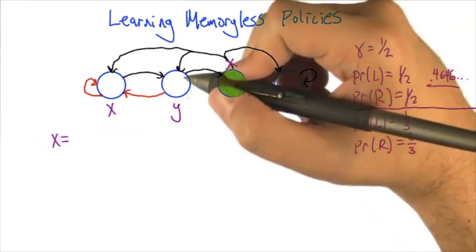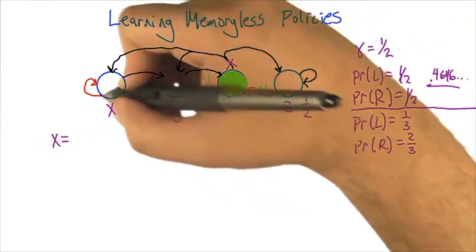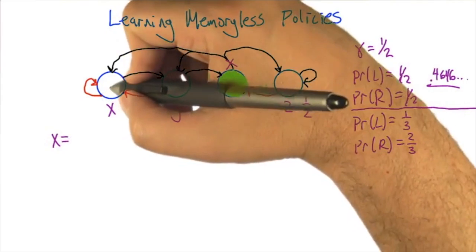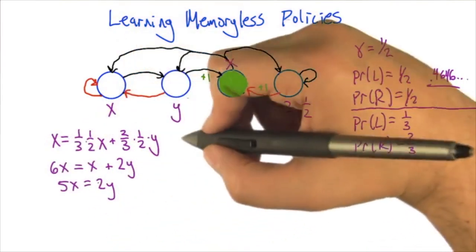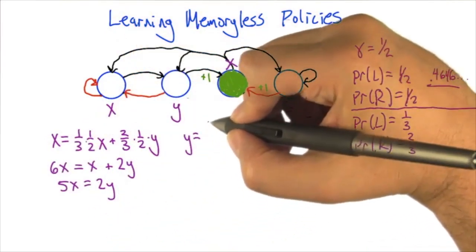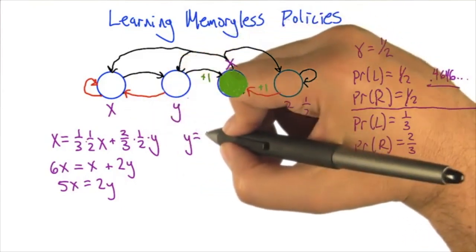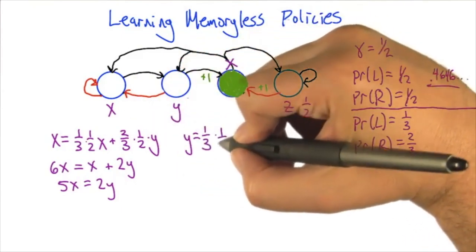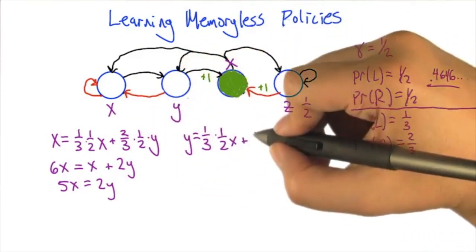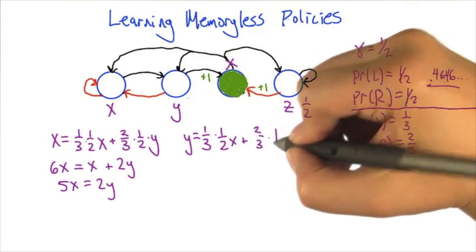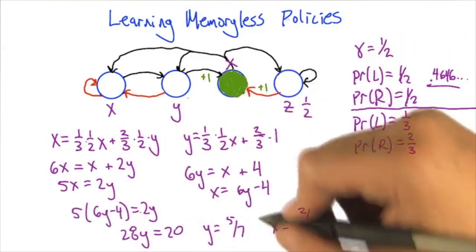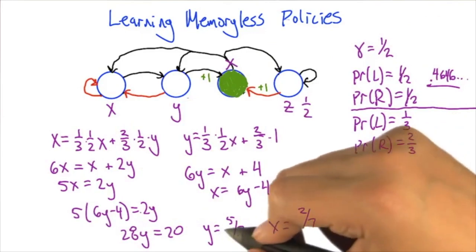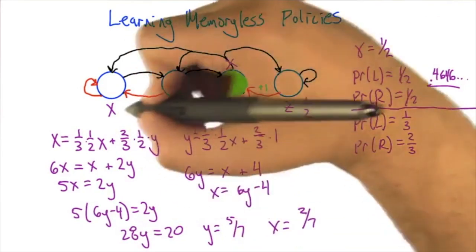Yeah, grad school. And we're going to write down what happens from these other 2 states. So the value at x, which simplifies to 5x equals 2y. And the value at y is, again, we're going to go to the left 1/3 of the time, getting us the value at x. And we're going to go to the right 2/3 of the time, getting us our value of 1. All right, so once we solve all that through, we get y is 5/7 and x is 2/7.